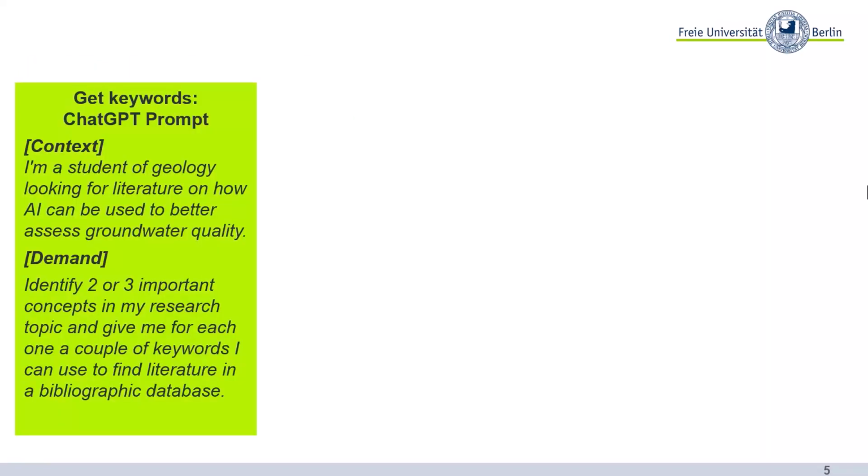So let's say you're looking for keywords. An example of a prompt you could use with ChatGPT is this here. I started with a little context. I said I'm a student of geology looking for literature on how AI can be used to better assess groundwater quality. It's really important to give context before stating your demand, because this context where you explain, among other things, who you are and what you're looking for has a big effect on the kind of answer you're going to get. My demand is: identify 2 or 3 important concepts in my research topic and give me for each one a couple of keywords I can use to find literature in a bibliographic database.